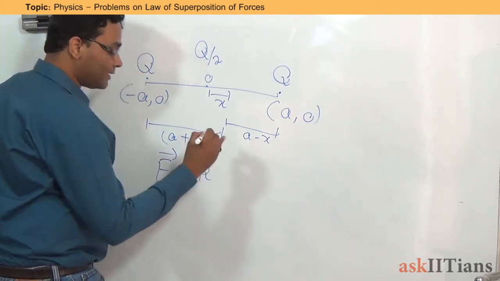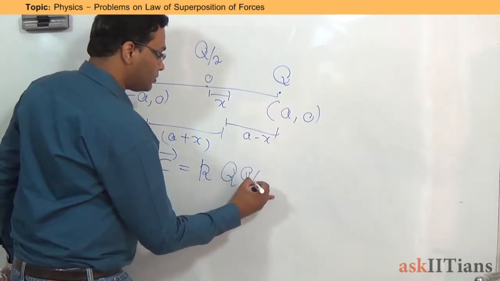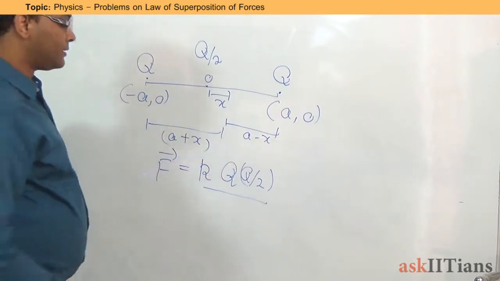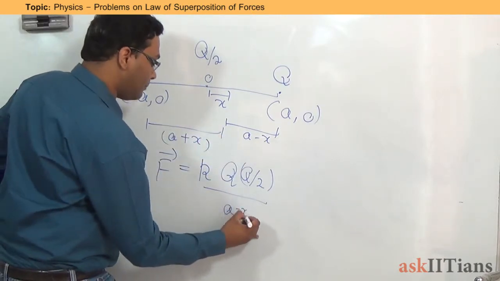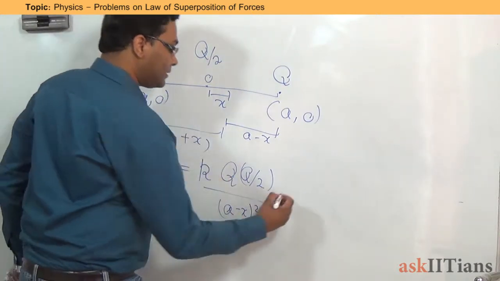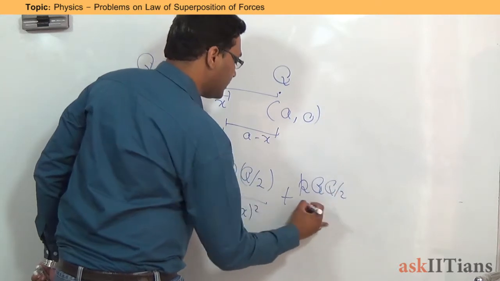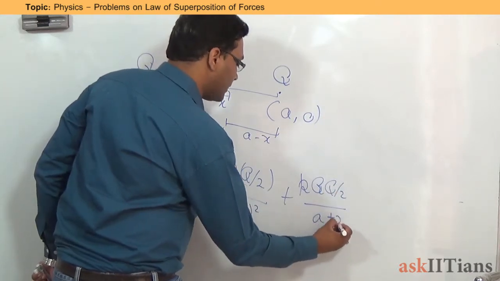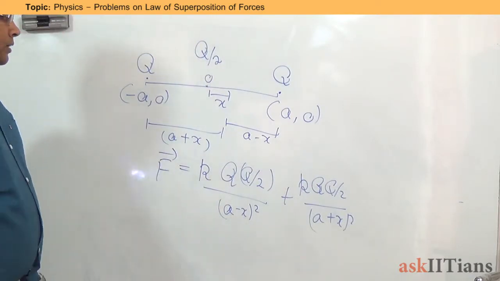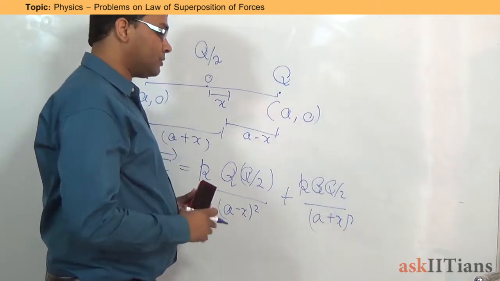So I can simply say K, capital Q into Q by 2, whole divided by, firstly if I say this one, it's going to be A minus x whole square. Secondly, I take this one, so I'll get K, Q into Q by 2 divided by A plus x whole square, right? So I have these notations.